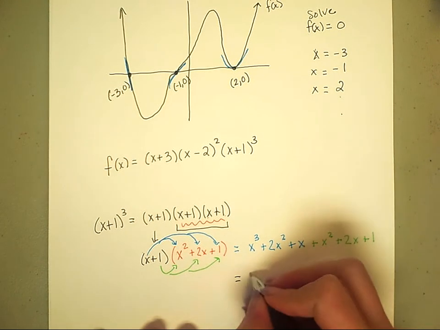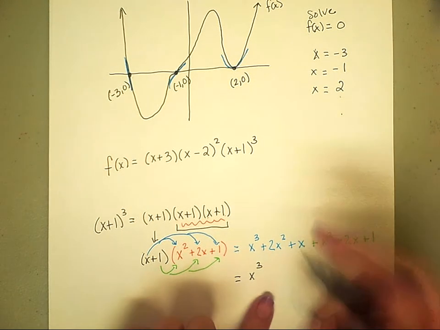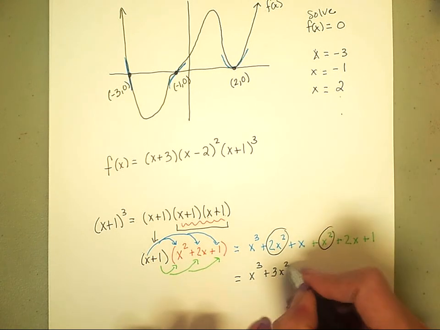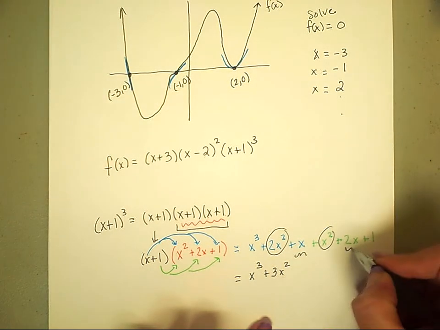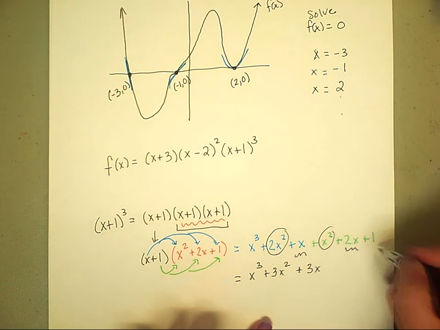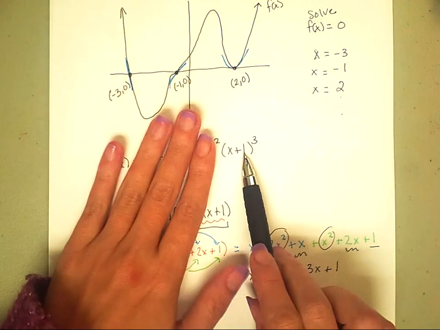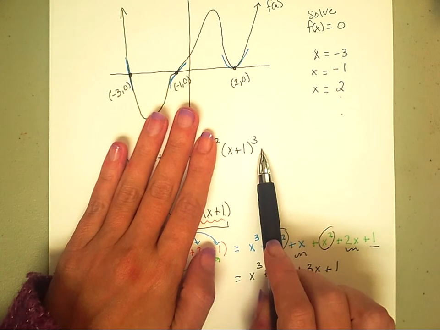So once I combine like terms, I get x cubed. Here's an x squared and an x squared plus 3x squared, plus an x plus 2x plus 3x, and then plus 1. So that's what happens if we expand this portion of it.